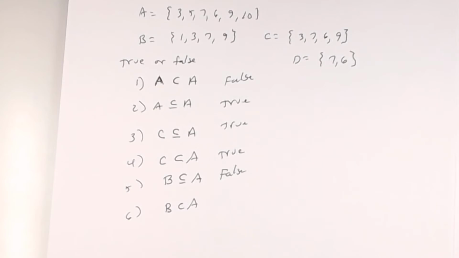So number 6, is set B a proper subset of set A? No, because there's an element in B that's not in A. What is it? 1. So the point of number 6 compared to number 5 is if it's not a subset, then it definitely will not be a proper subset. Okay? All right, so that's false.